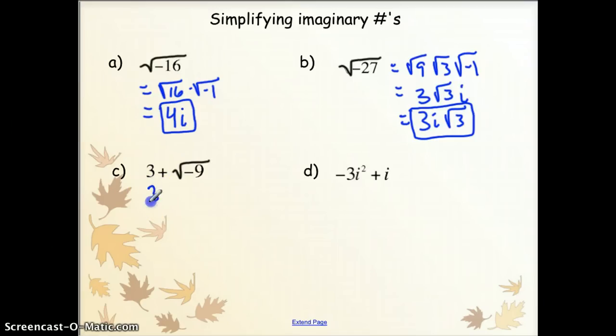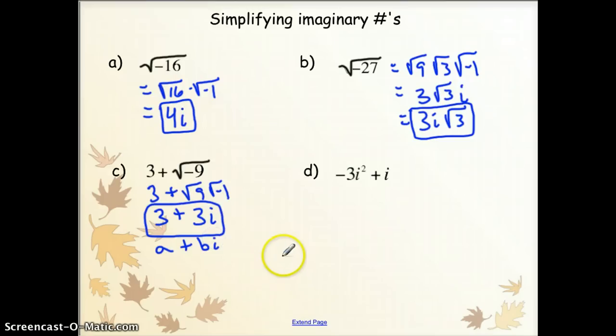Okay, for this one, we can write this as the square root of 9 times the square root of -1. The square root of 9 is 3. The square root of -1 is i. Those do not combine. They're not like terms. In order for you to add them, they would both have to have an i. That's a complex number. Just like on that last page, we have a real part and an imaginary part. That's just like that a plus bi. That's that standard form.